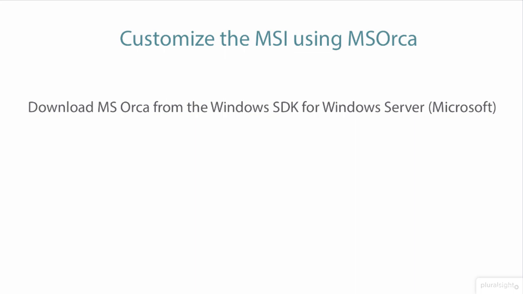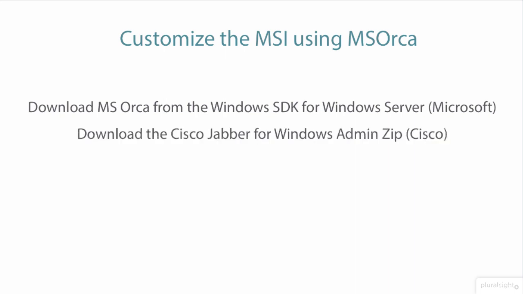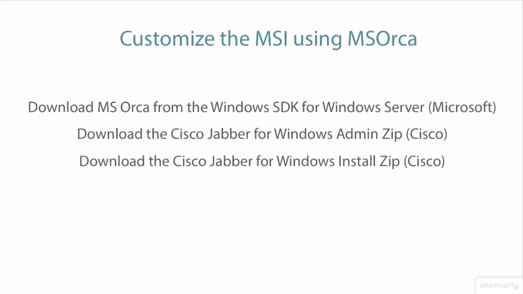And if memory serves, you install the Windows SDK and it gives you an Orca installer, and then you install Orca. Next, you're going to download the Cisco Jabber for Windows admin zip file from Cisco's website. This is going to contain the information we need in order to customize the MSI. At the same time, and in fact from the same page, you're going to download the Cisco Jabber for Windows install zip file. This is going to contain the MSI itself.